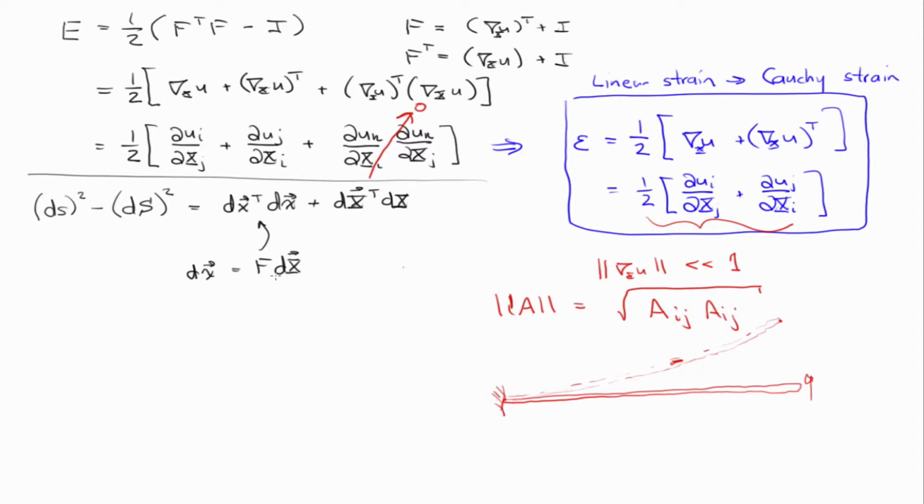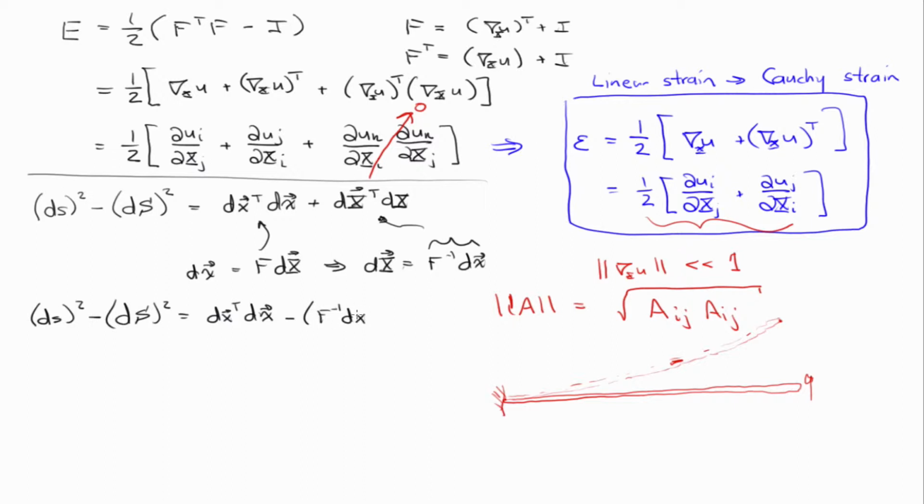But what if we want to use a different reference, and get everything in terms of little x? Then we can solve this equation for dX. That's F inverse dx. Now we plug this in here, and we can get everything in terms of the little x's. So that'll be F inverse dx transpose F inverse dx.